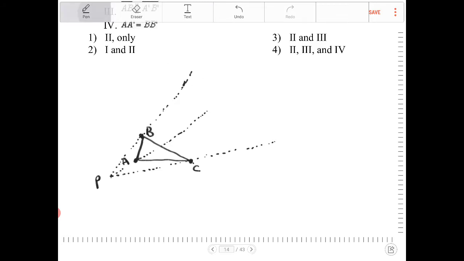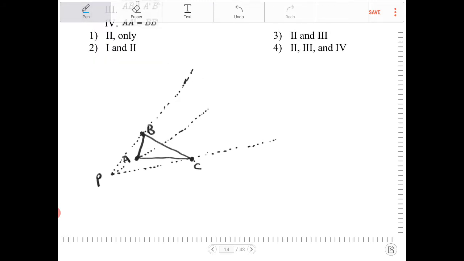So I'm going to use a different color now. Let's use blue, right? So P to B, and then B prime is going to be right here approximately. And then P to A, and then A prime is going to be right there. And then C prime is going to be maybe right here. So the triangle that I end up with will look something like this.